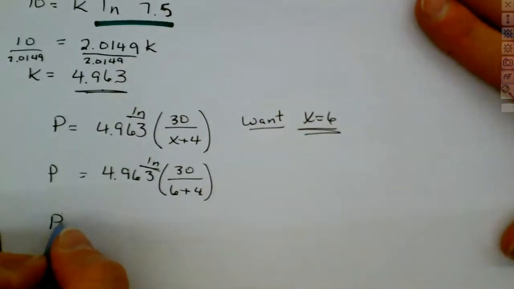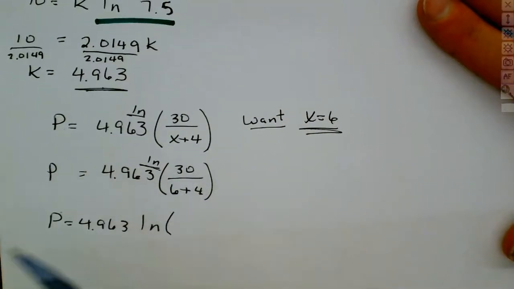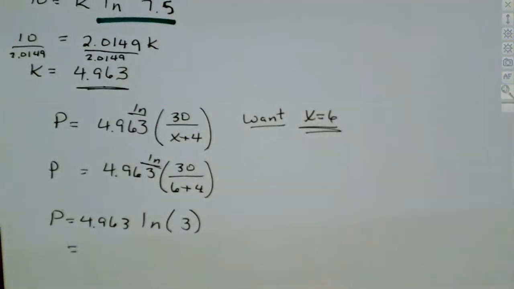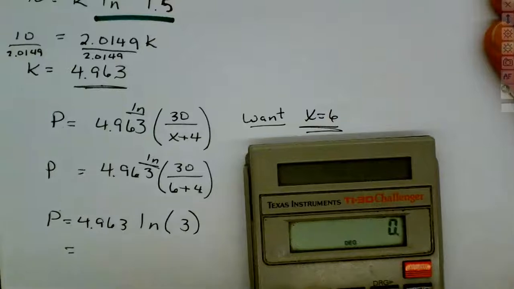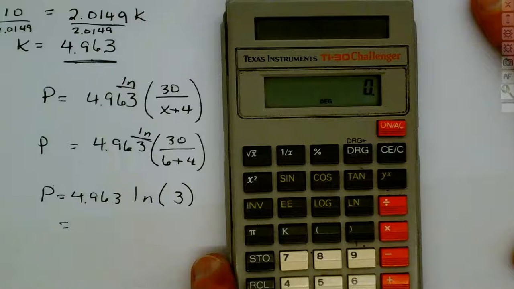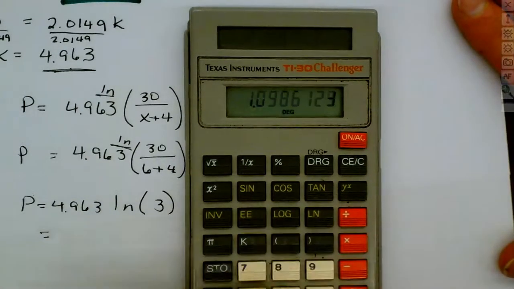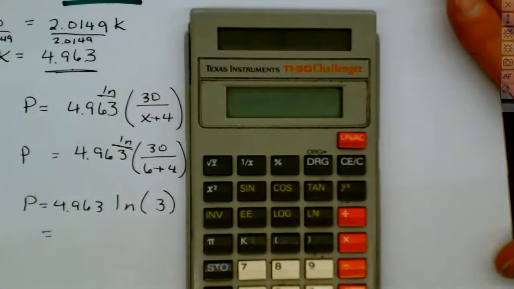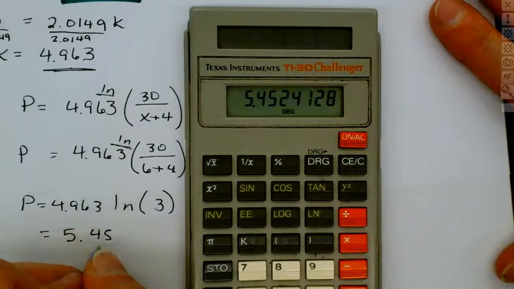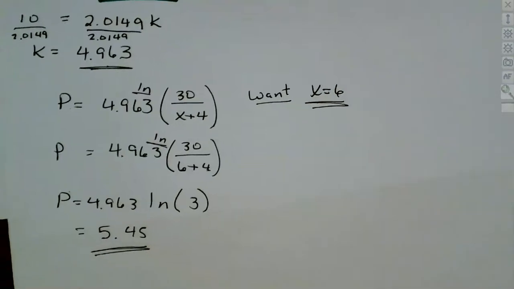So that gives you P equals 4.963 natural log of 30 divided by 10, which makes it a 3. We should be able to just use our calculator and work it out. So we want the natural log of 3, and then we'll multiply that by 4.963. That gives you an answer of 5.45, close enough. So it went from a population of 10 to 5.45.